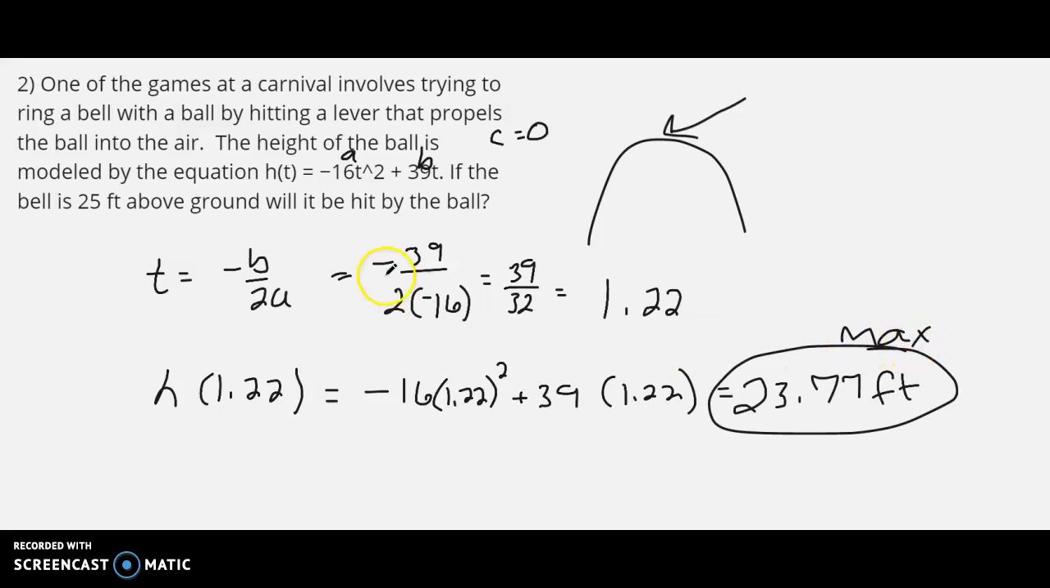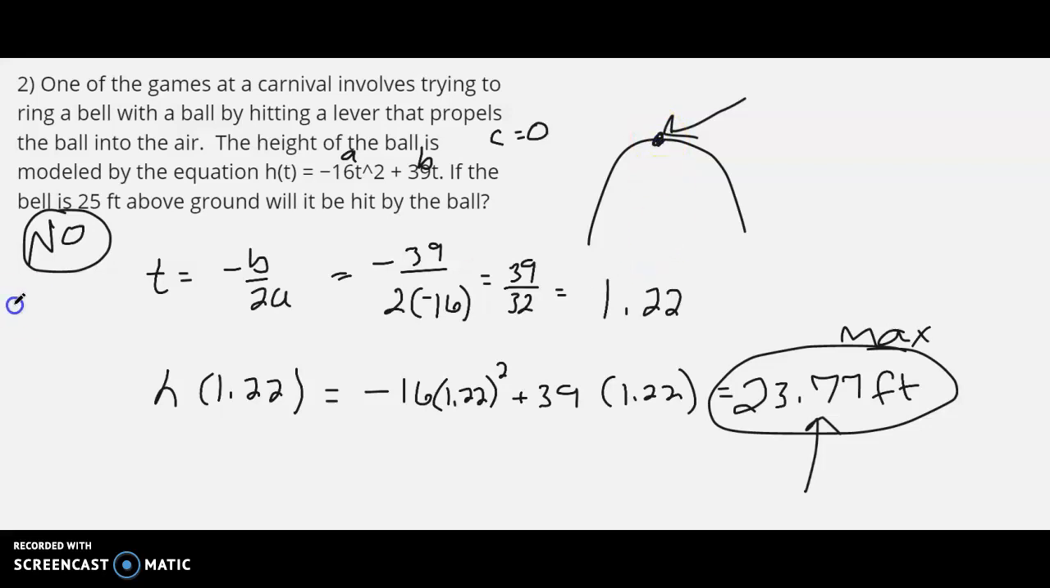According to the function, that is the maximum height it will reach. And to answer the question, if the bell is 25 feet, no matter how hard someone hits, it's only going to reach this maximum. So will it be hit by the ball? The answer is no. And that's an example of those games at the carnival. They just want to get your money. It's very unlikely that the person will win the prize.